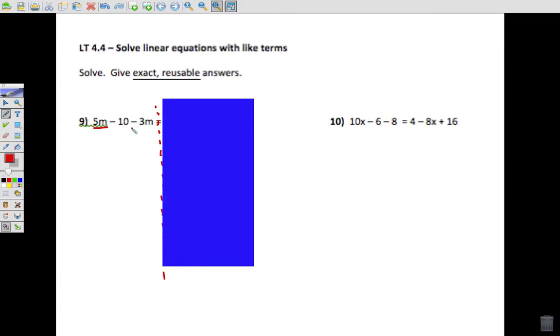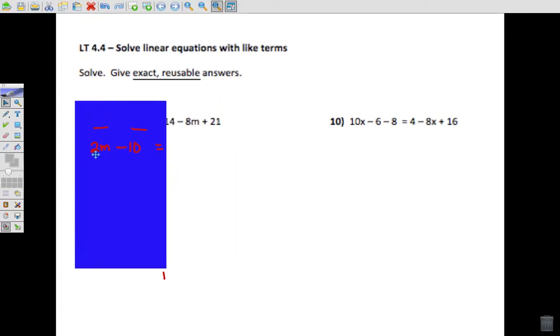I have a 5m and a minus 3m, and 5m minus 3m is 2m, and then bring down my minus 10. My equal sign is still over here. Now, I can't simplify 2m minus 10 anymore by combining like terms because this has an m and this doesn't.